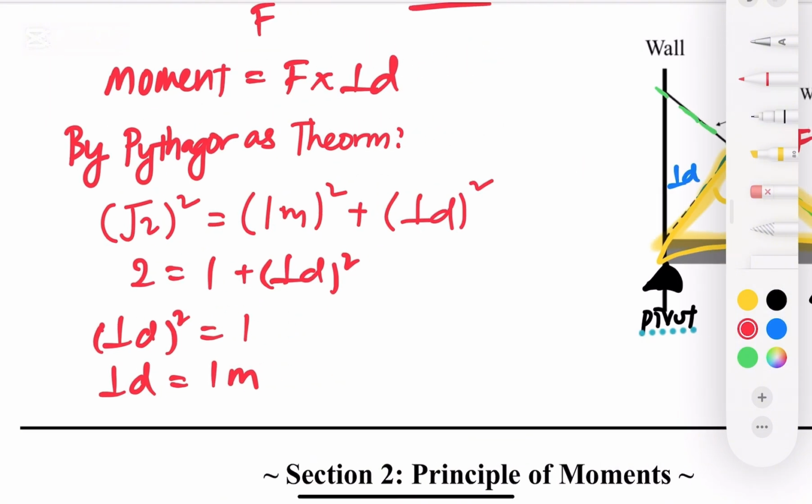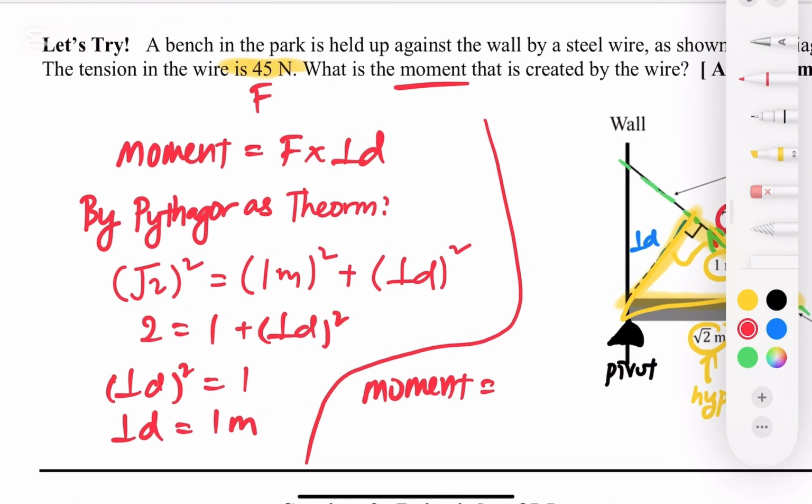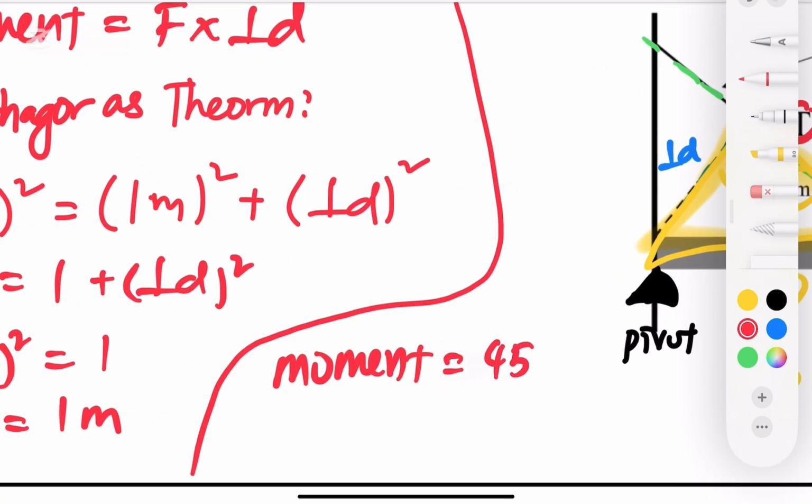So now we have found the perpendicular distance, we can go ahead and substitute it into the formula. So now we have moment equals to the force, which in this case is 45 newtons, multiplied by 1 meter. Right, so that is 45 Newton meters.